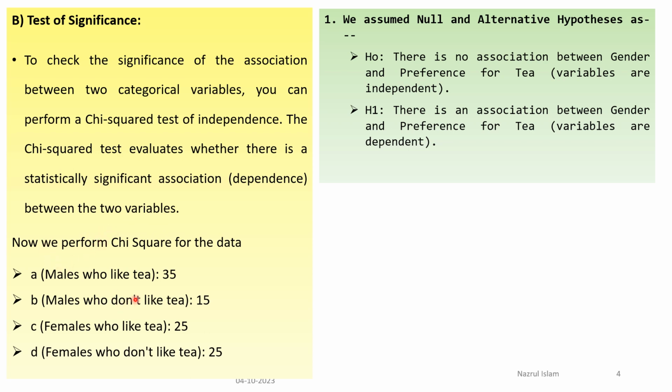As we have discussed already, we have four categories of data, and we will take a null hypothesis and an alternative hypothesis in this case. The null hypothesis is that there is no association between gender and preference for tea. That means the variables are independent. And the alternative hypothesis is that there is an association between gender and preference for tea. That means the variables are dependent.